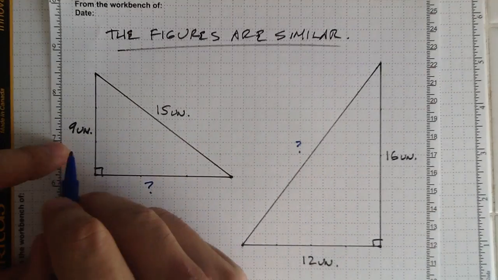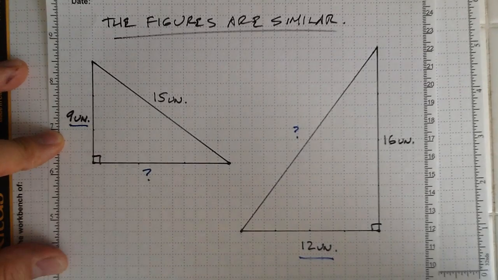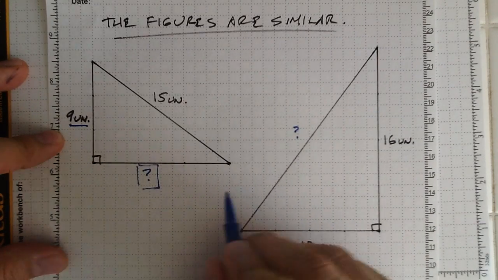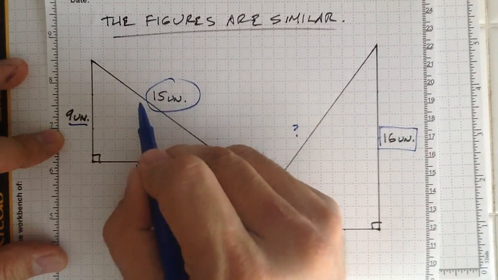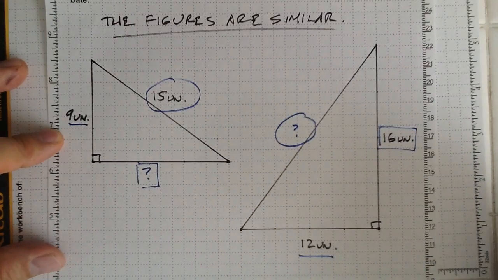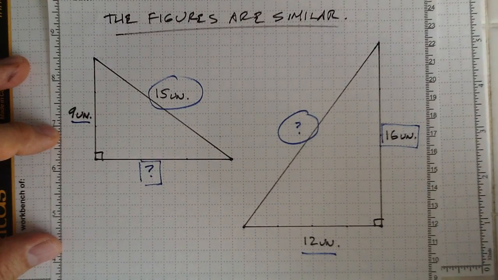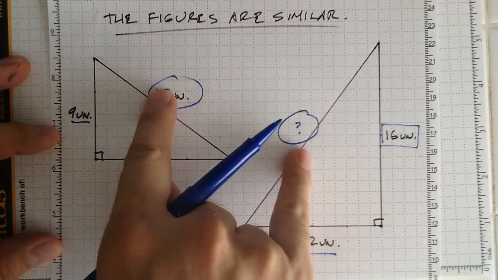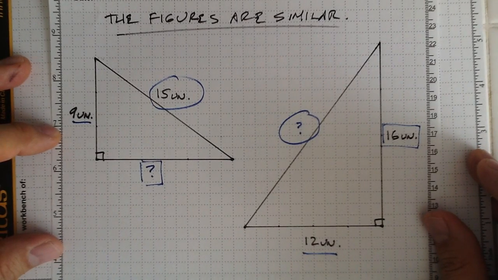So that would mean that the 9 units on this side correspond to the measurement of 12 units on the larger one, which would then mean that this question mark here, which I'll just box out, should correspond to this 16 units over here. And of course, that means that this 15 units, which I'll circle, corresponds to this missing side here. So what we discovered was that with similar triangles, all 3 sides, if I pair them up, this pair, this pair, and this pair, they should all work out to the same scale factor or ratio.